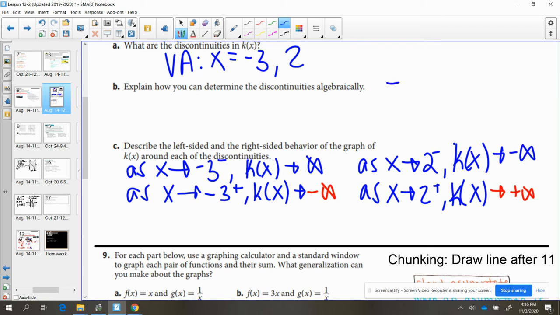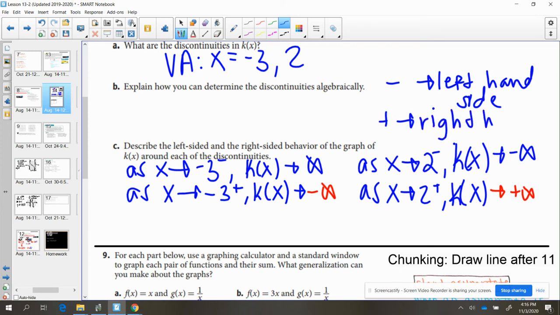So again, the negative means your left-hand side, and the positive means your right-hand side approaching it. So understand looking at that. We'll talk more about analyzing it from different sides.